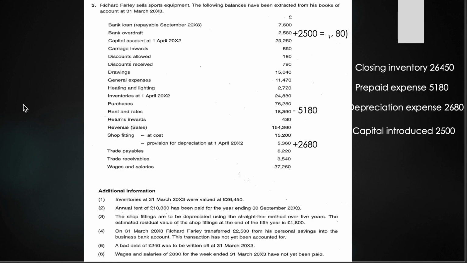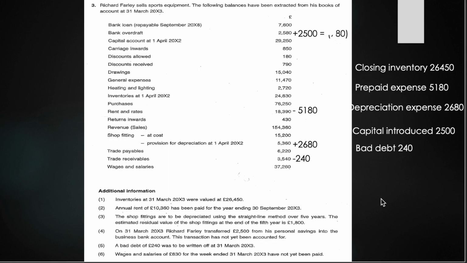Fifth adjustment. A bad debt of 240 was to be written off at 31st March 2003. A bad debt is any money a trade receivable owes you that we think is never going to be received again. So what we do is subtract 240 from trade receivables and also put 240 as an expense, so bad debt 240 separately.